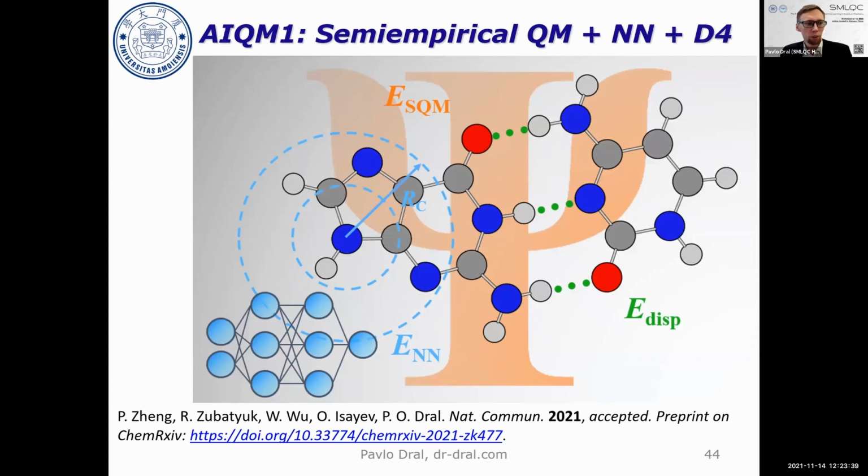And how this method is constructed is it has three components. It has a very accurate semi-empirical Hamiltonian, which makes it fast but also accurate. You have a very good neural network model to correct the ground state potential, and you have dispersion interactions which allow you to use this model for big systems where non-covalent interactions are important.